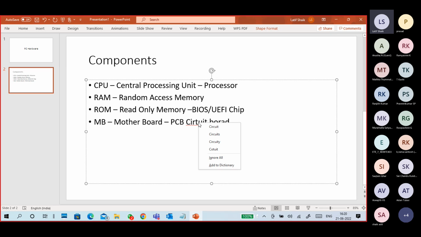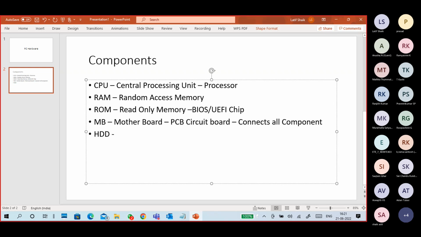What is it? It is a PCB circuit board that connects all components of a computer. Okay. Hard disk is secondary storage. ROM and RAM are primary storages. Hard disk is secondary storage.